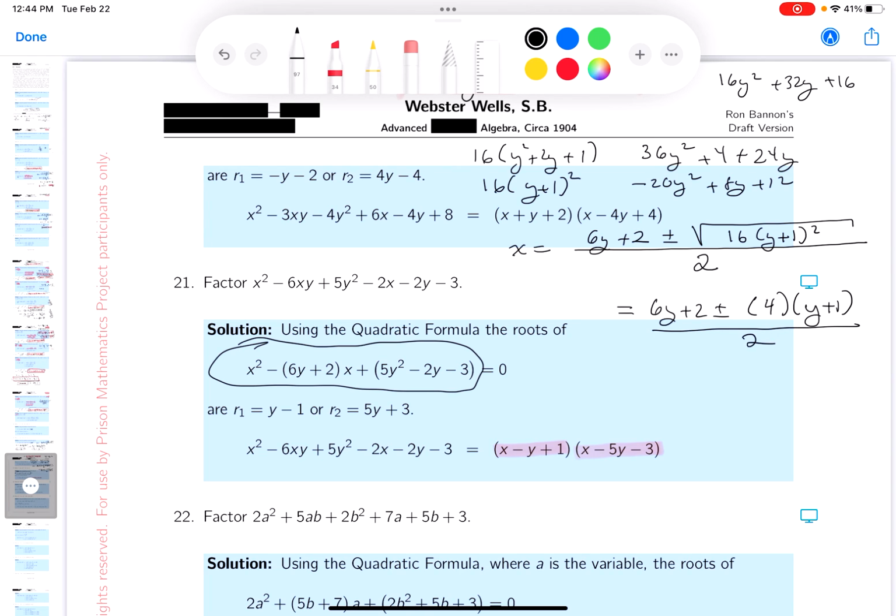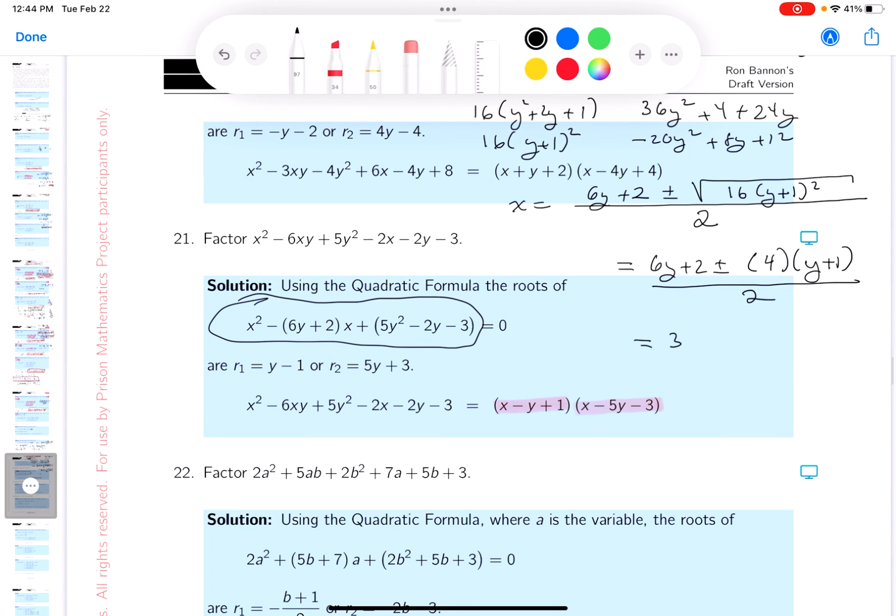Divide by 2. I'm going to simplify it a tiny little bit before I go forward. It's going to be 3y plus 1 plus or minus 2 times y plus 1. And this is, I'm going to say, the root x1. I'm going to do the plus first. 3y plus 2y is 5y. And 1 plus 2 is 3. And x2 is going to be 3y minus 2y, which is y. And then it's going to be 1 minus 2, which is minus 1.